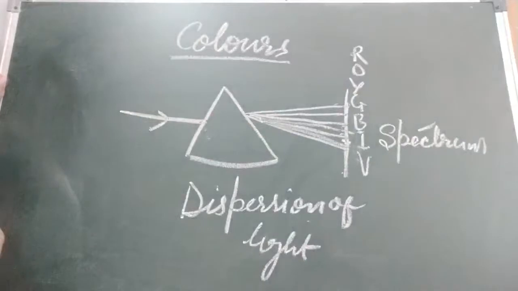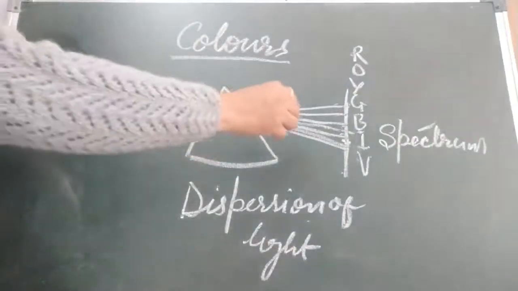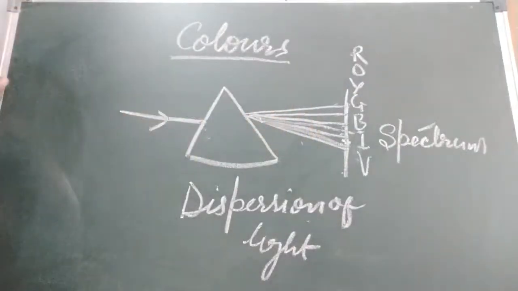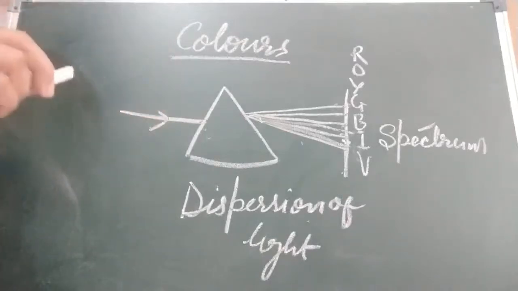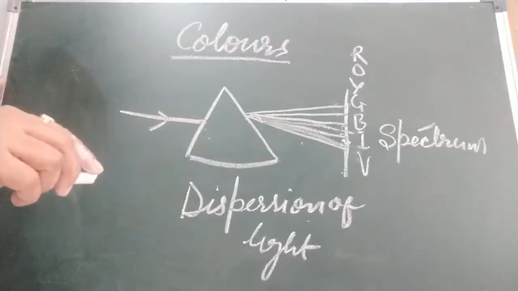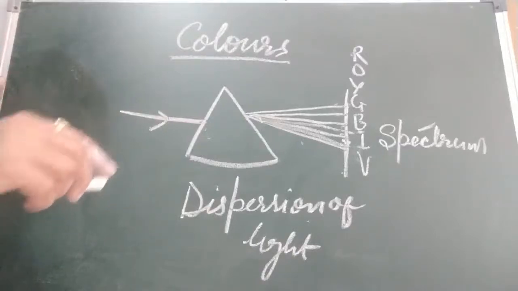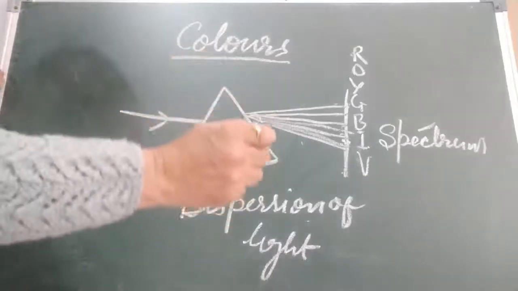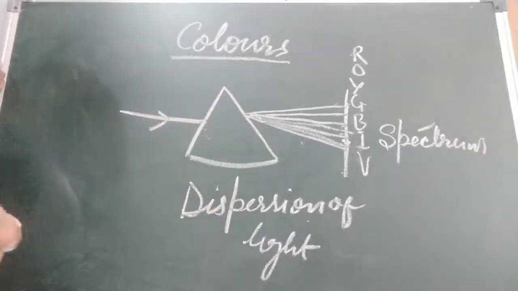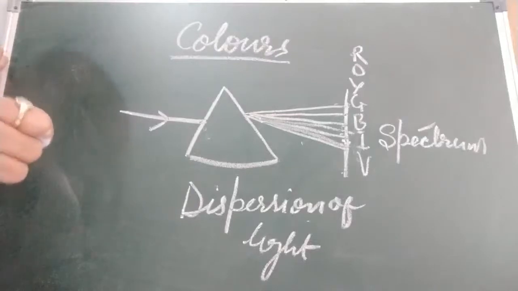If you hold a screen in its path, as I told you, when white light passes through a prism, you will see a band of 7 colors. This band of color is known as spectrum. It is visible to the human eye. Sometimes you have seen, if you allow the light to pass through your plastic scale, you can get the same spectrum. And this spectrum is called the visible spectrum.